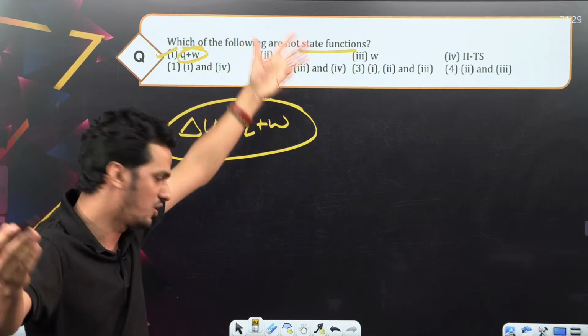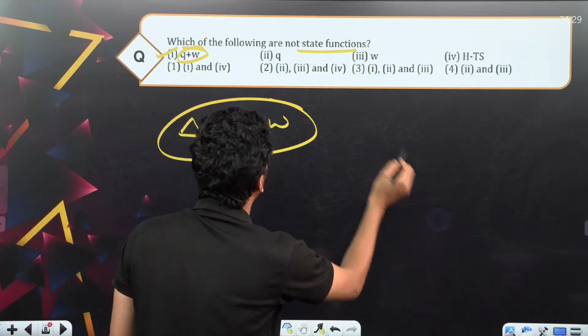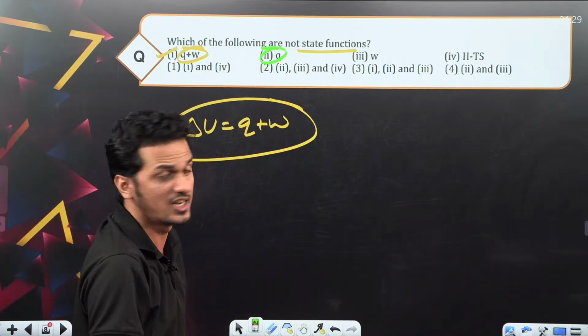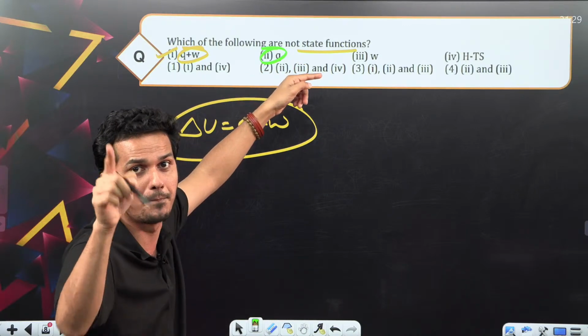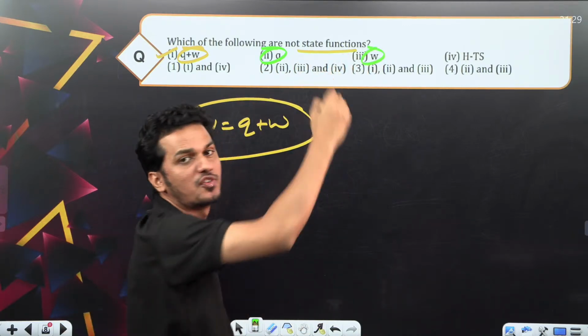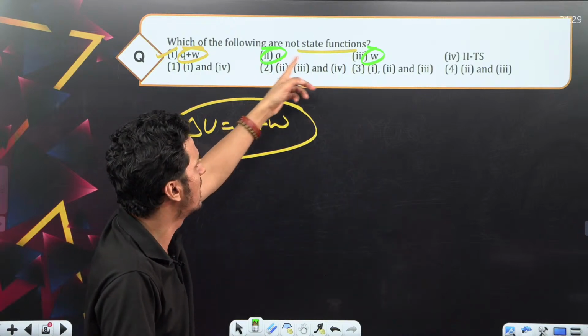What about Q? Q is a path function. It depends on the path followed. Work is also a path function. We know heat and work.